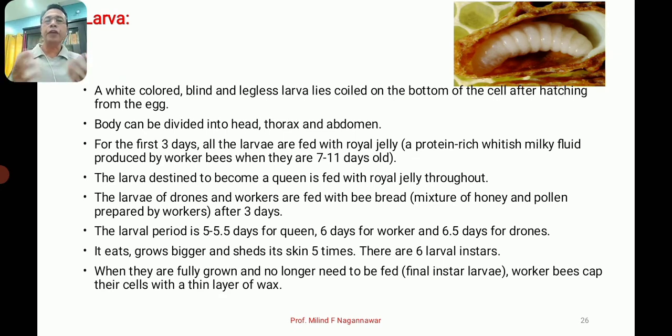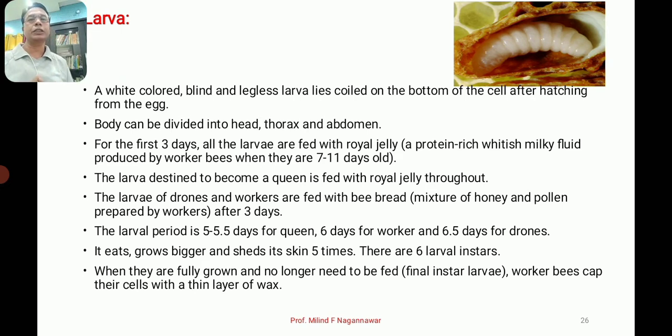Now these larvae are the feeding stage. They feed, they grow, and they shed their skins. That is called molting, and the period between two moltings is called an instar. There are totally 6 larval instars. Feeding stops at the final instar, that is the 6th instar. Once the feeding is stopped, the worker bee caps the cell and covers it.